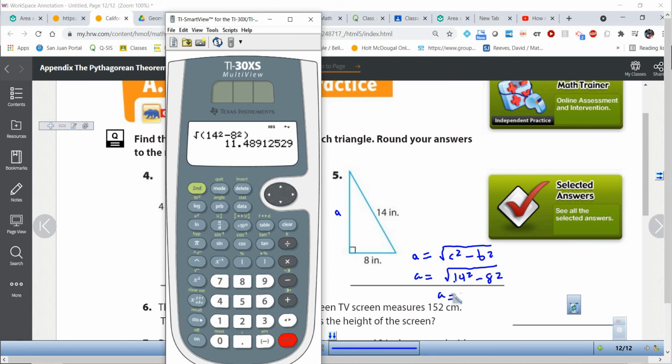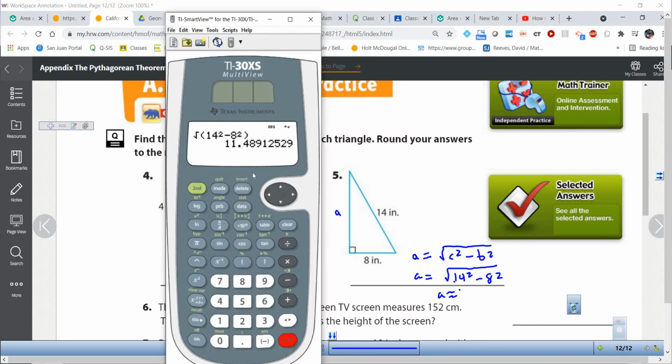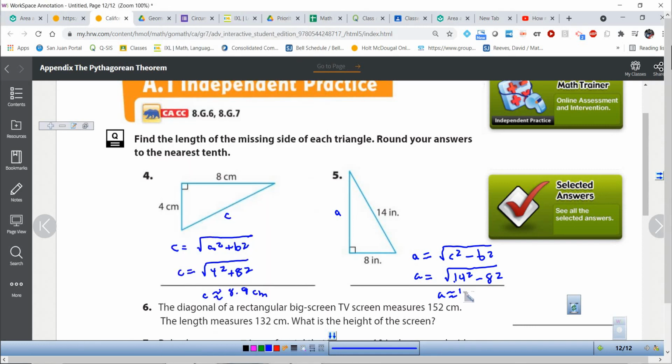nearest tenth. Again, I'm going to make this right here squiggly because it's approximately equal to. All right, nearest tenth, I go one place, and then I go to the number to the right of that. It is 5 or bigger, so this is going to be rounded to the nearest tenth, 11.5, and the units this time are inches, because we're always going to put units when the problem has units.